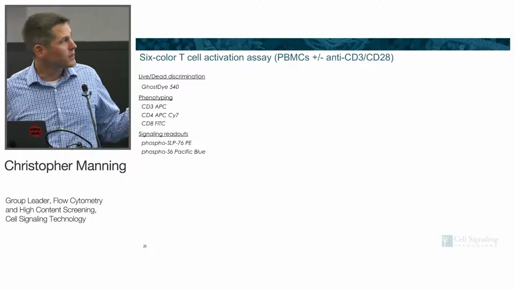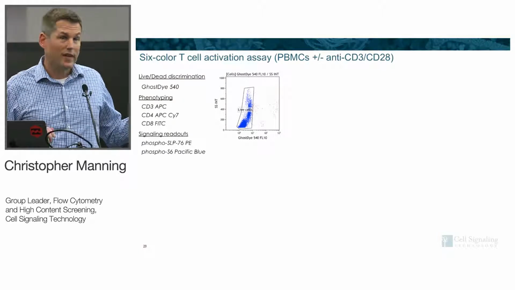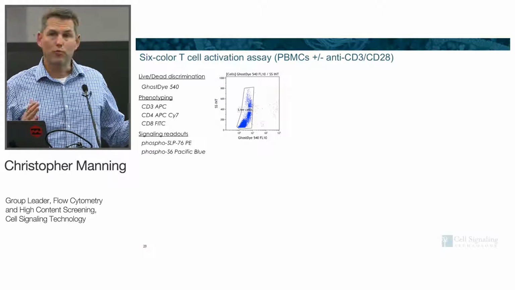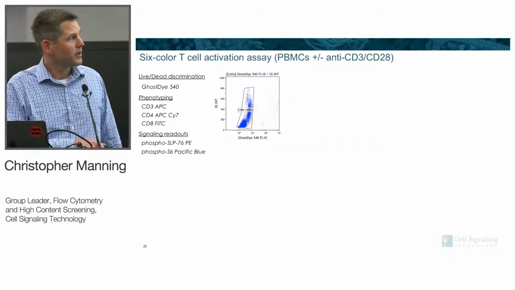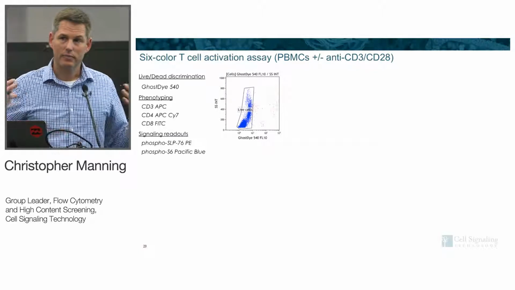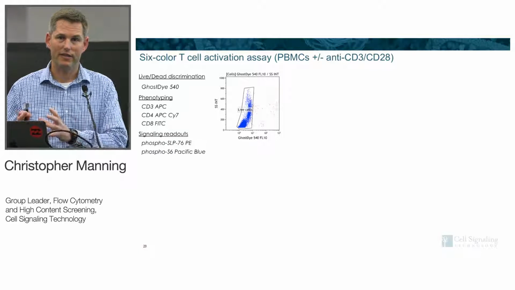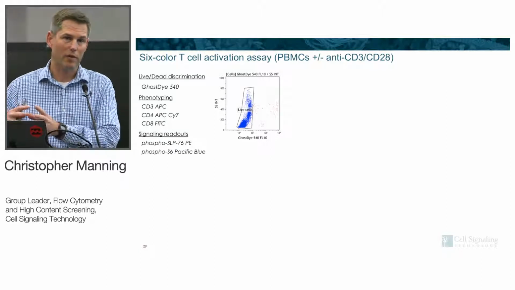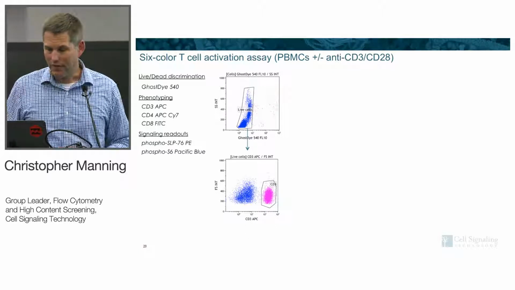So how does it look? Well, first of all, here's our PBMC population. This Ghost Dye, this fixable viability dye, gets brighter in dead cells, similar to how propidium iodide works. It can't cross the membrane of live cells, so you just get a little bit of staining in live cells, and if the cell was dead, then it can cross the membrane and stain things intracellularly. So here's all of our live cells. We gated on those first.